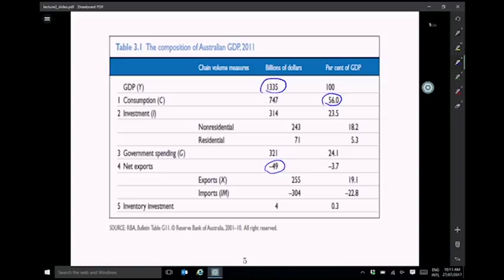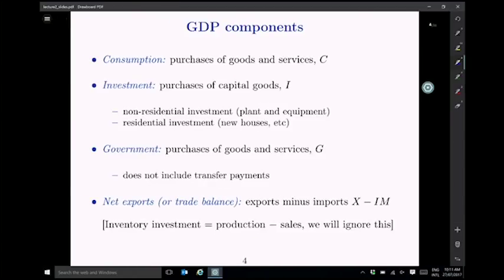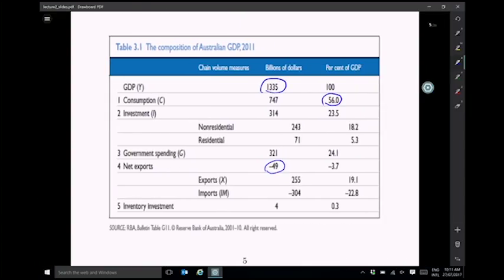And there's this last category that I put on the previous slide as well. There's this inventory investment. We'll ignore that in our lecture. This is a very tiny part in GDP. This basically refers to a part that firms produce, but they cannot sell, this kind of inventory investment. We'll ignore that. It's only like 0.3% in GDP.